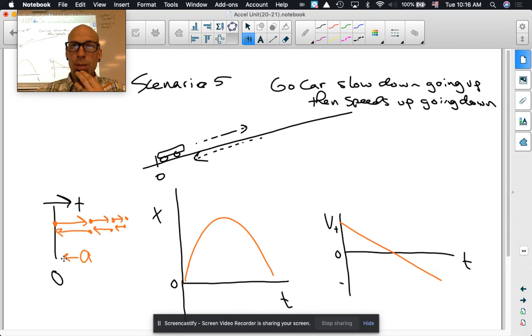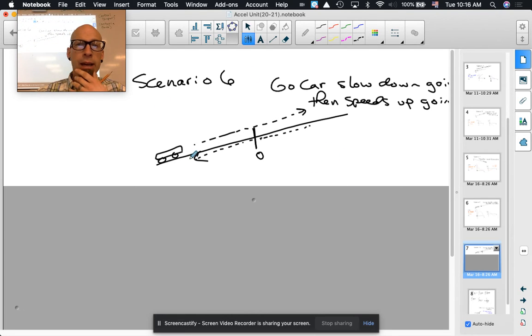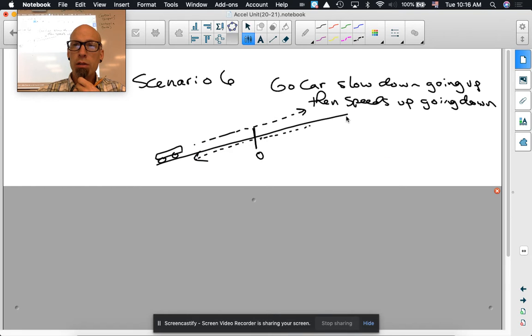Again, I know this can be very confusing, but this is the way it is. Now for scenario 6, all I did for scenario 6 is I moved the 0 position from here to the middle of the track. All I wanted to see was if the same motion happens, but I start the car behind the 0, what does that look like? So again, it's the same scenario. The car slows down going up the track, then speeds up going down.